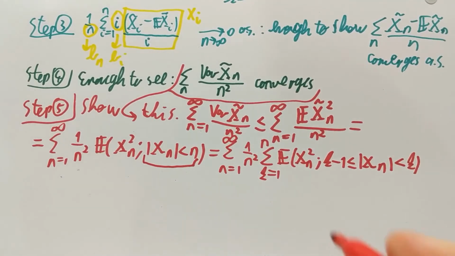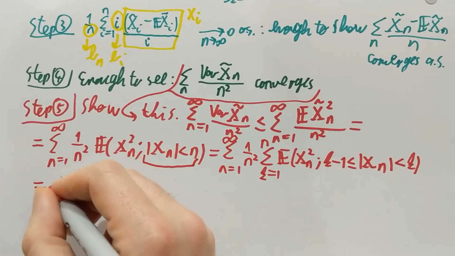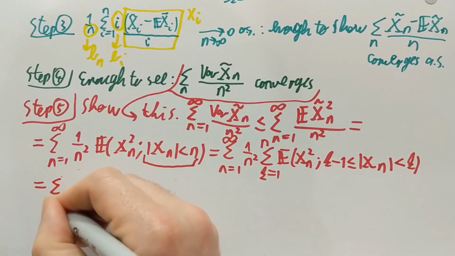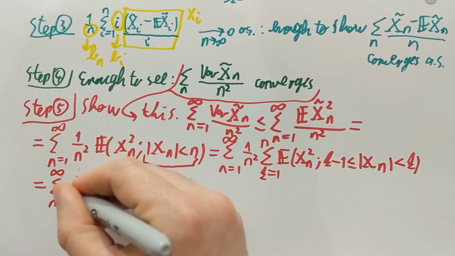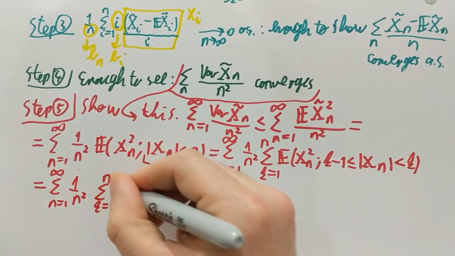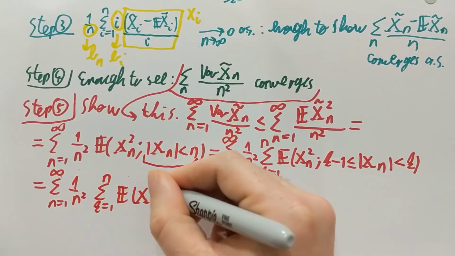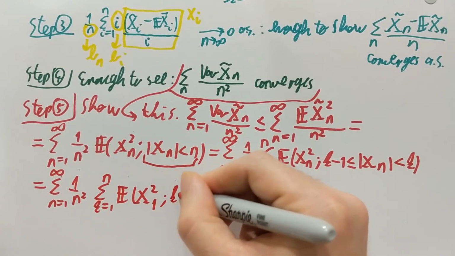Now, under the expectation, I can actually change the nth index for the random variable into the first index, x_1. That's again because the x's are iid. So I can replace x_n by x_1 everywhere.